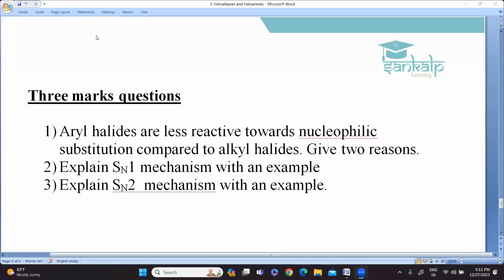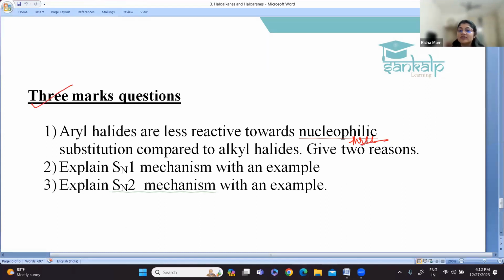Okay. So when the question is asked for 2 reasons, what they've asked here, give 2 reasons, you will get 2 marks. If the question is asked like, aryl halides are less reactive towards nucleophilic substitution compared to alkyl halide, give 3 reasons, if the question is asked for 3 marks, you have to give 3 reasons, depending upon the type of question asked.